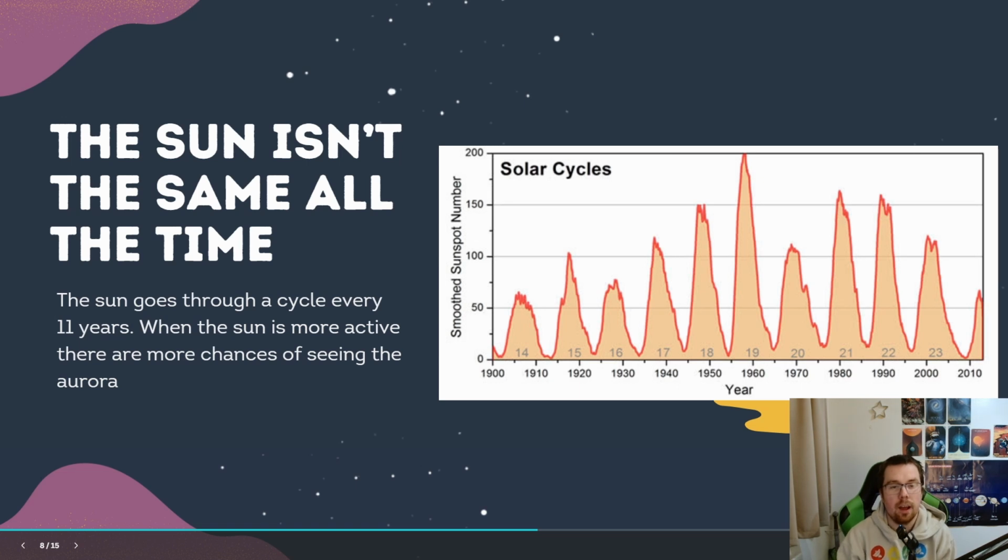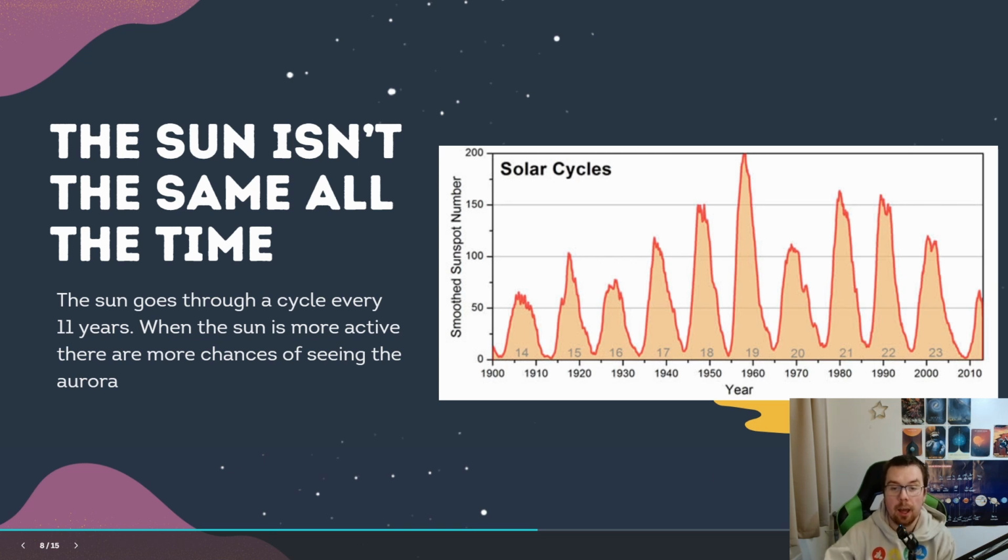Okay, so I kind of alluded to this just now. The sun isn't the same all the time. The sun goes through a cycle every 11 years when the sun is more active and then less active. We've got a graph here that's showing how active the sun is. When the sun's really active, it gets these things called sunspots, and these are just little black dots on the sun. The more active it is, the more of these spots it gets.